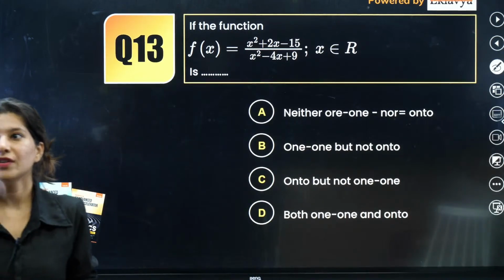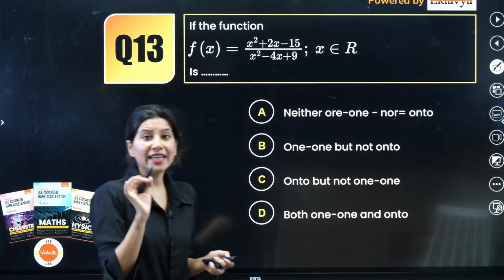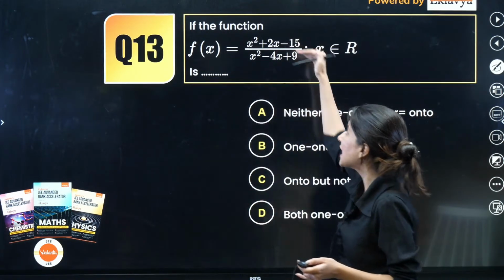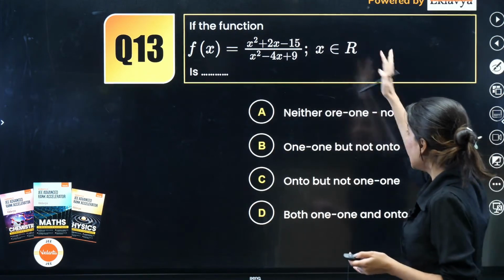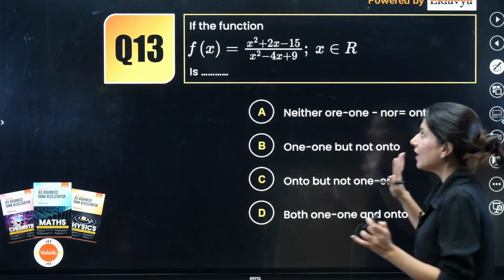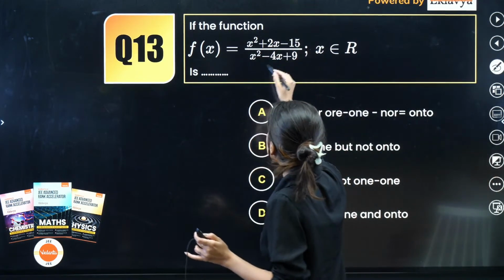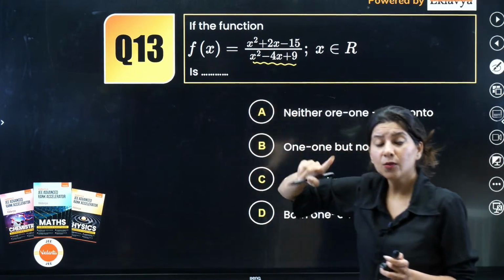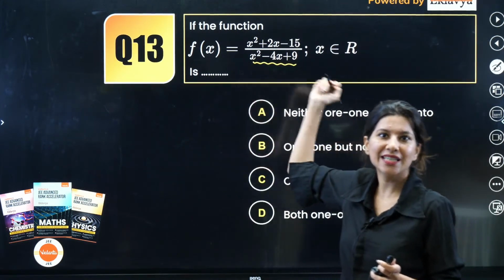All right, so we have a question from range. Basically, this question is from functions. Very basic question where a rational function is given to us and we need to figure out whether my function is 1-1 or onto or not. The moment I see this question, my first thing will be, what about this denominator? Is this splittable or not? Can I split this or not?